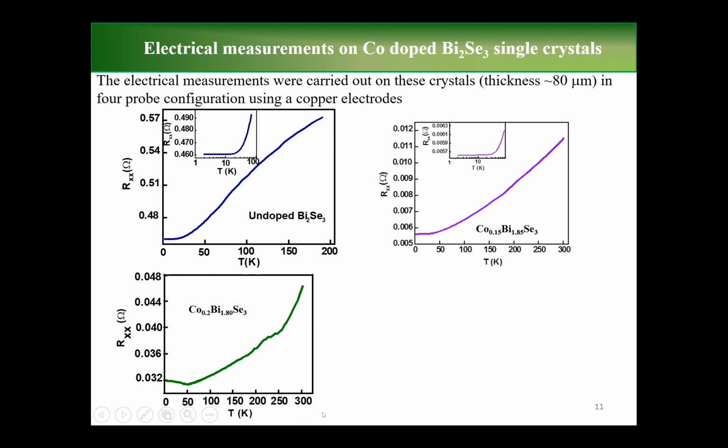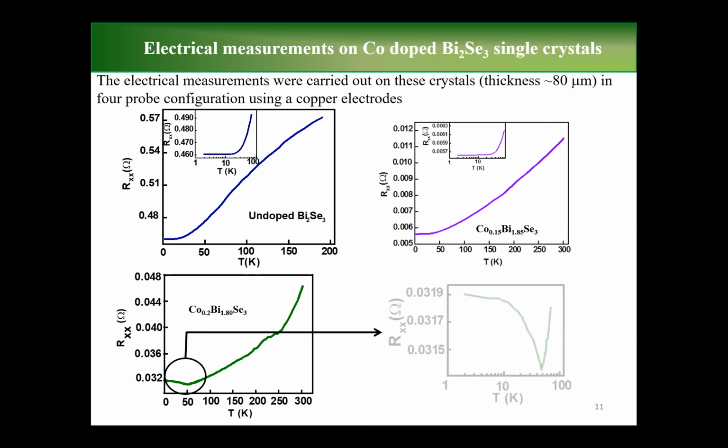And if we plot it on a logarithmic scale, we can see that there is a sharp increase in resistance with decreasing temperature. This effect is a characteristic feature of the Kondo effect, which arises due to magnetic scattering of electrons with a magnetic impurity in these crystals. This data is fitted well using a Kondo model, which is given by this equation, with a Kondo temperature of around 60 Kelvin.